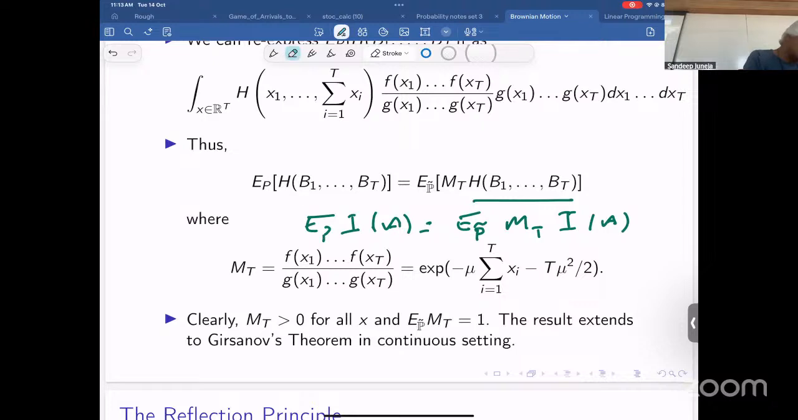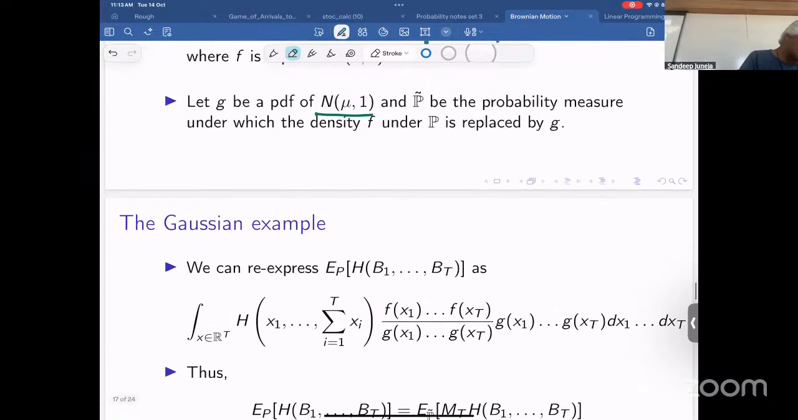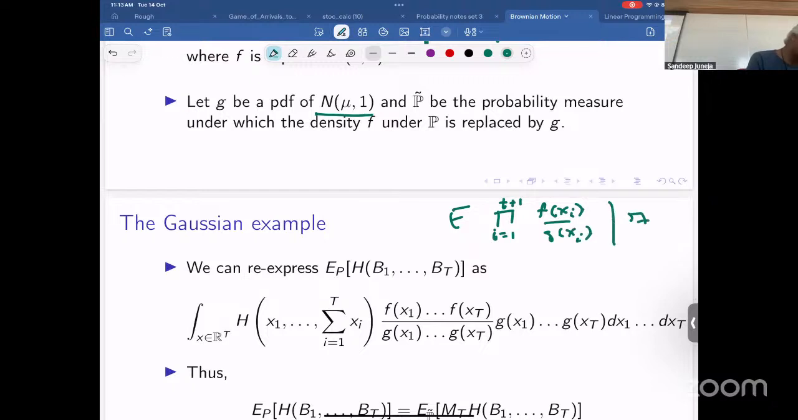Let's take that as a quick classroom exercise. So E of the product, let's say i equal to 1 to t plus 1, of f(x_i) over g(x_i), under F_t. How do we proceed? And this is going to be a martingale under the measure P tilde.